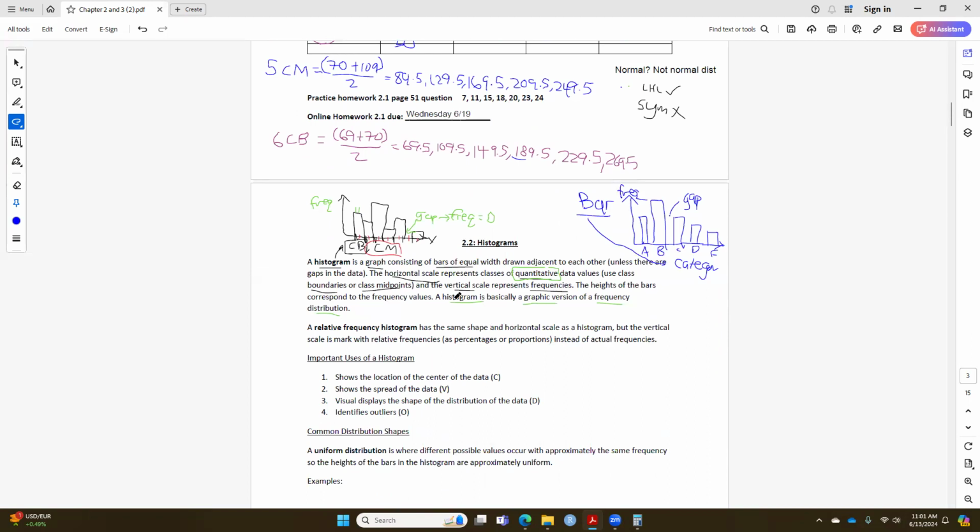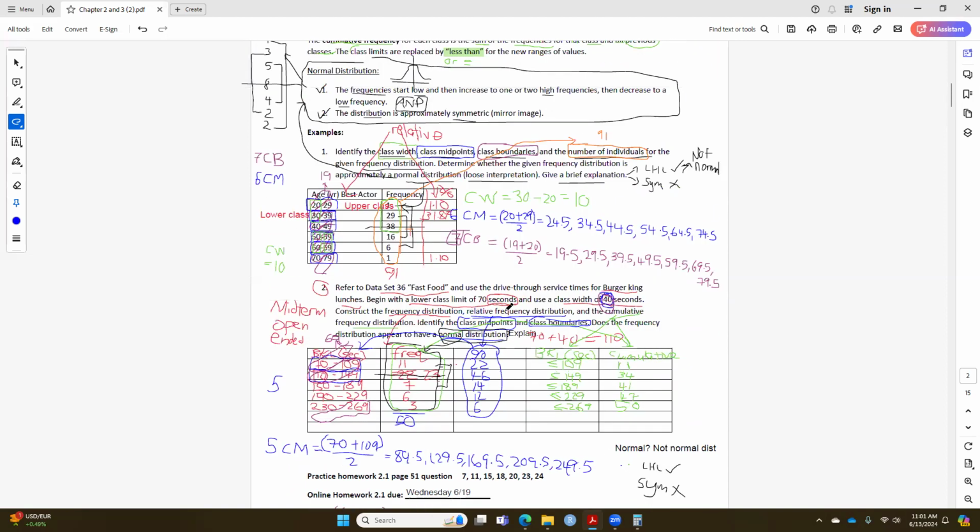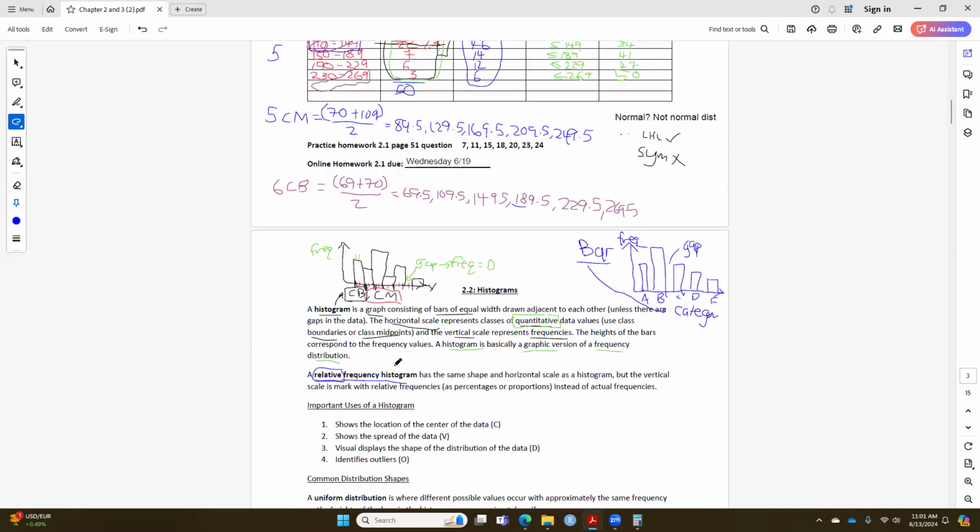Now, the next one we bring up is the word relative histogram. And as usual, if you remember what we did in the frequency distribution, when you bring up the word relative, it means you change them into percentages. Same thing happens here. When you want to draw a relative histogram, you change your frequency to become percentage instead of actual frequency.